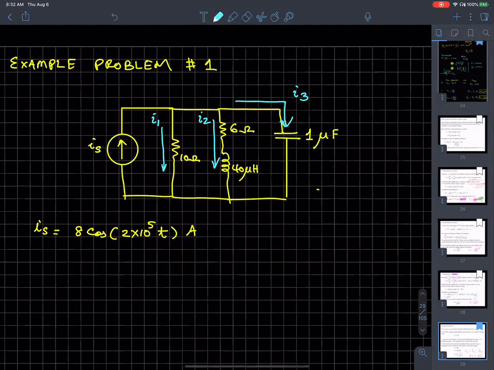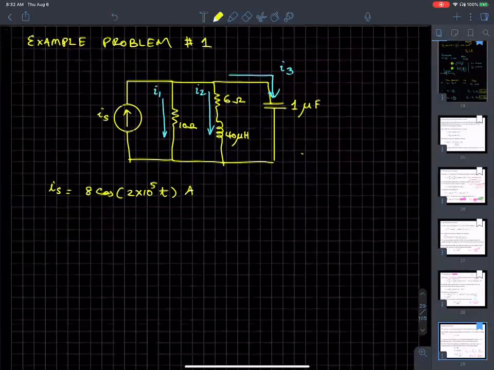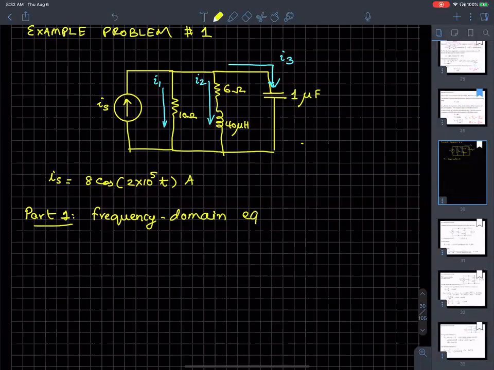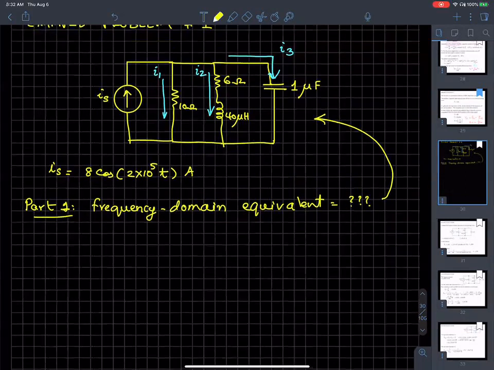There are a bunch of parts to this question. Question 1, part 1 is to construct the frequency domain equivalent. We are supposed to construct the frequency domain equivalent of this circuit, which is given in the time domain. Let's see how we can do that. Let's begin by doing the solution here.